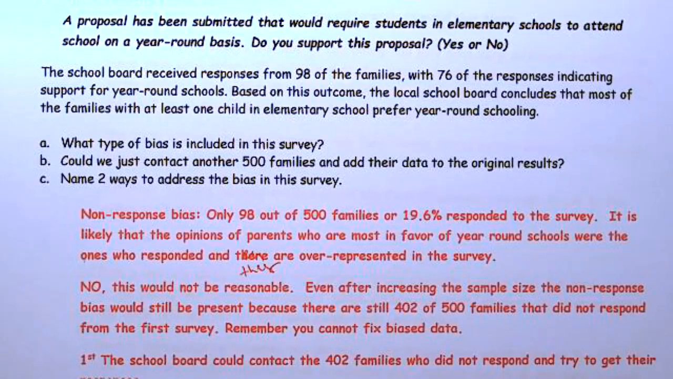If you have cancer in your body and they inject some healthy blood cells into your body, you still have cancer. You have to remove the cancer. So you have to get rid of the biased data. Once bias has entered, you have to throw it away and start over. So let's name 2 ways to address the bias in a survey.